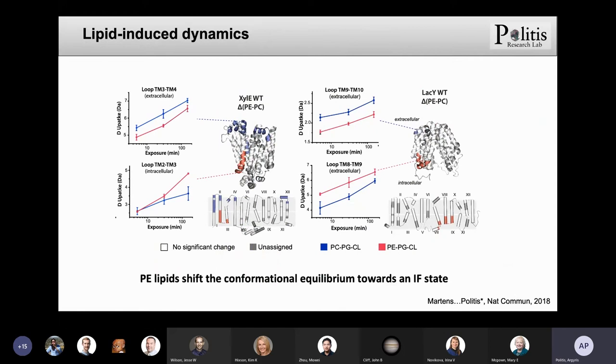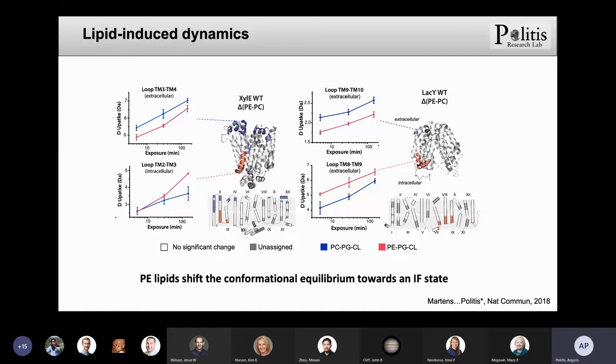For this, we carried out differential experiments between the PE-based and the PC-based nanodiscs on the wild-type XylE, and we can see here a conformational opening towards the inward-facing conformation, with the blue bits on the top and the red bits on the bottom of the transporter. We also carried out similar experiments on another transporter of the same class, the major facilitator superfamily: the lactose permease transporter, LacY. LacY is a very well-studied, well-characterized transporter, and we wanted to see whether we have a similar effect that can work across the same family of transporters.